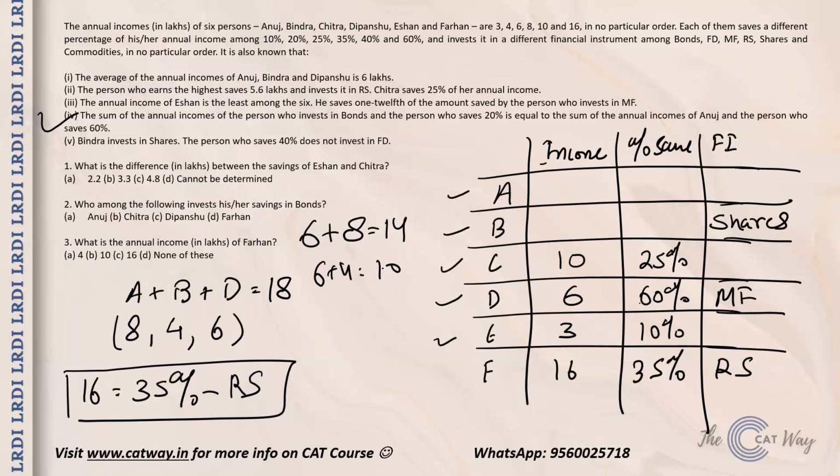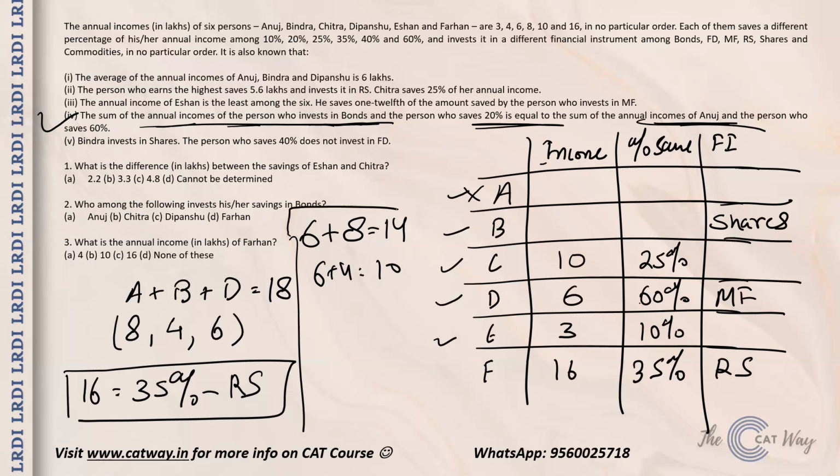So one thing that we know is the sum of the annual income of the person who invests in bonds. Now for bonds, what are the possibilities? If you see, A is definitely not investing in bonds, because the bond person's sum plus the 20% person's sum is equal to Anuj's sum and the 60% person's sum. So A is definitely not investing in bonds. Now you have two possibilities for the people investing in bonds, that is C and E. For C and E there, you have two possibilities.